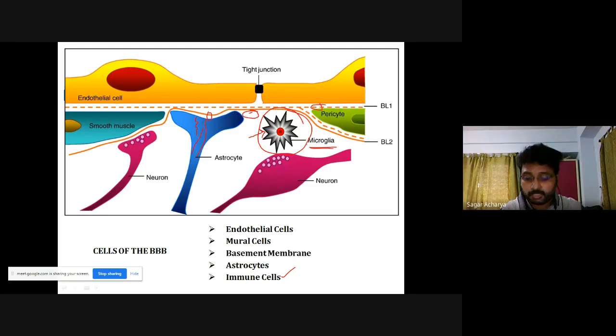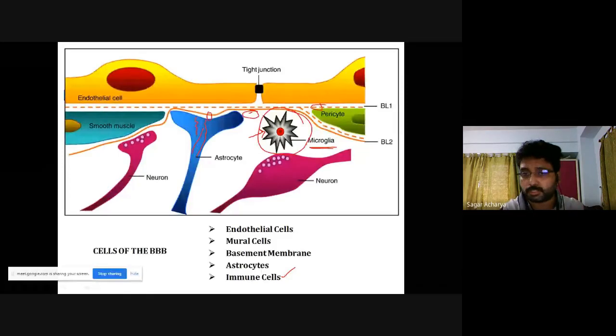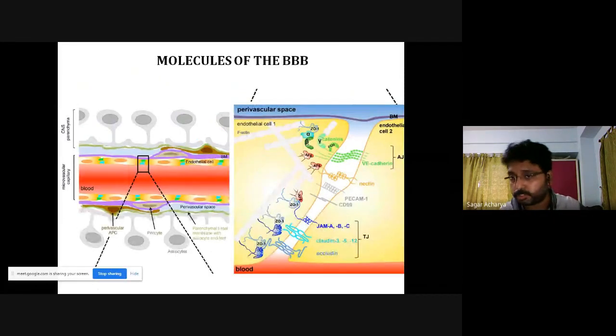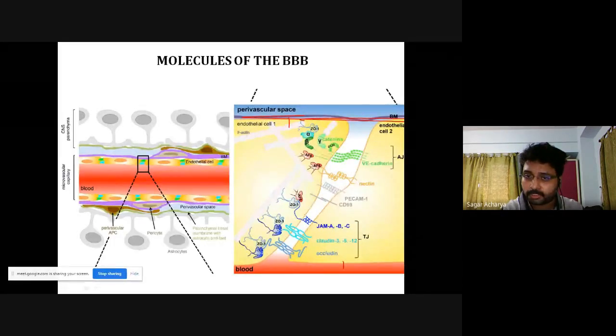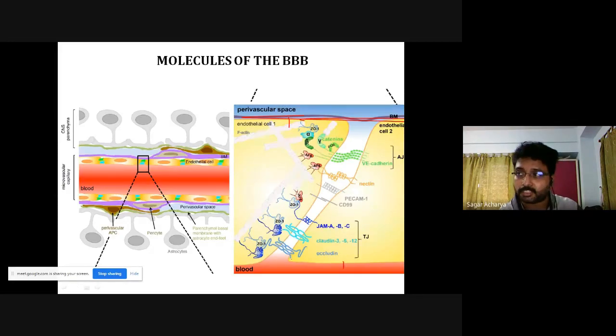Now we come to the next part of our discussion. This was all about the cells that constitute the blood-brain barrier. Now we come to the molecules of the blood-brain barrier. In the right panel you will see a picture of a tight junction and its associated proteins. So where do you find this tight junction? Not on the luminal surface, not on the abluminal surface. Here is the luminal surface, the blood, and this is the parenchymal tissue, the abluminal surface. None of the tight junction proteins are expressed on these two surfaces.